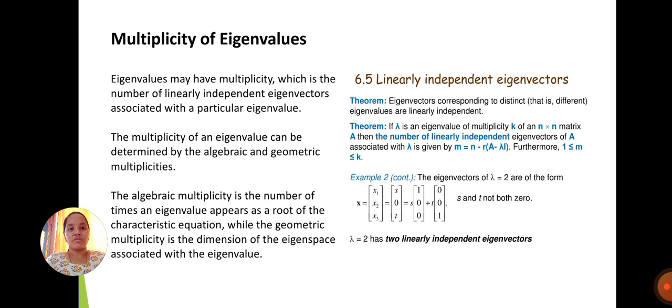Multiplicity of eigenvalues. Eigenvalues may have multiplicity, which is the number of linearly independent eigenvectors associated with a particular eigenvalue. The multiplicity of an eigenvalue can be determined by the algebraic and geometric multiplicity. The algebraic multiplicity is the number of times an eigenvalue appears as a root of the characteristic equation, while the geometric multiplicity is the dimension of the eigenspace associated with the eigenvalue.